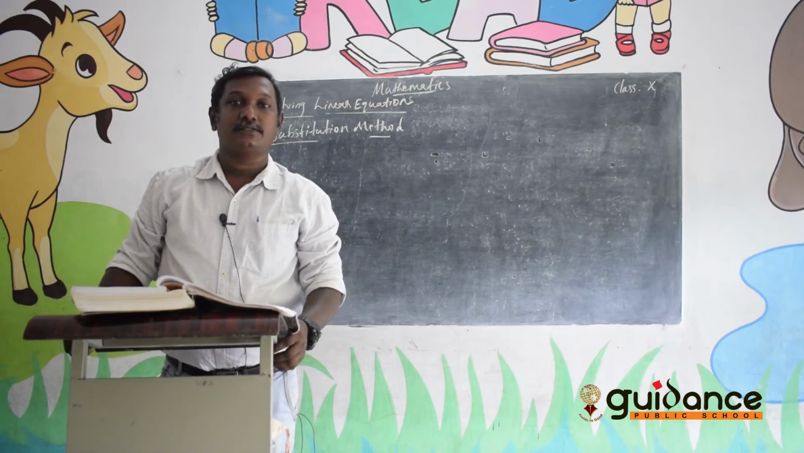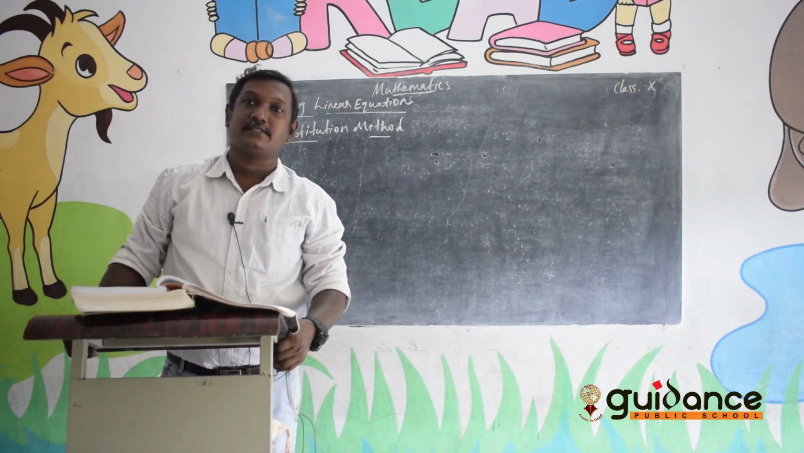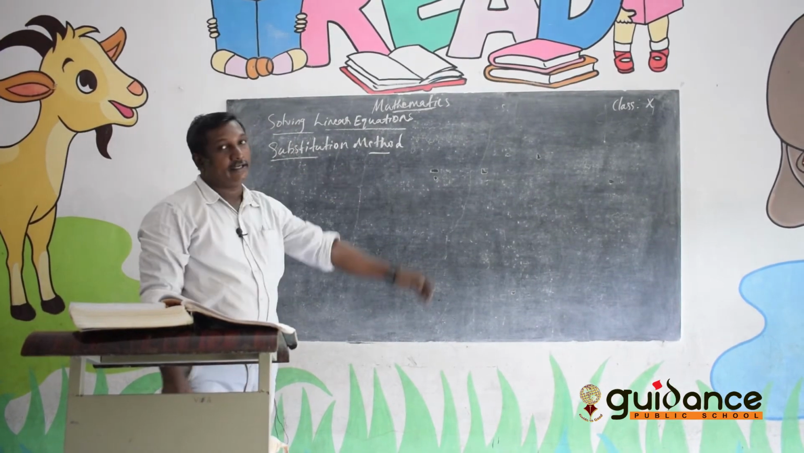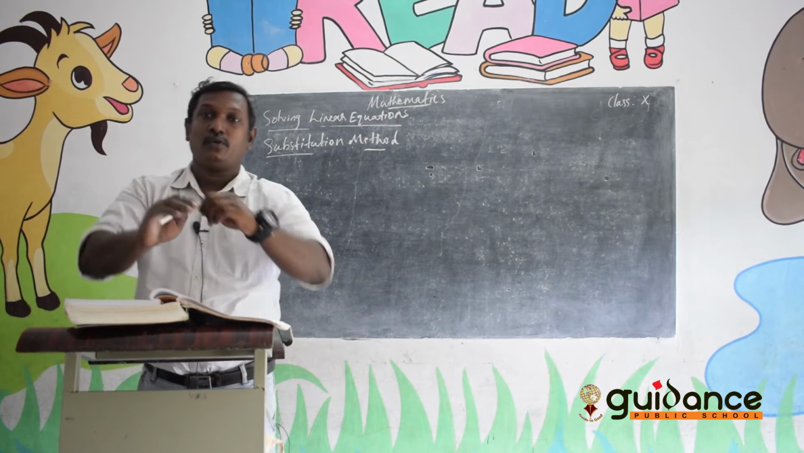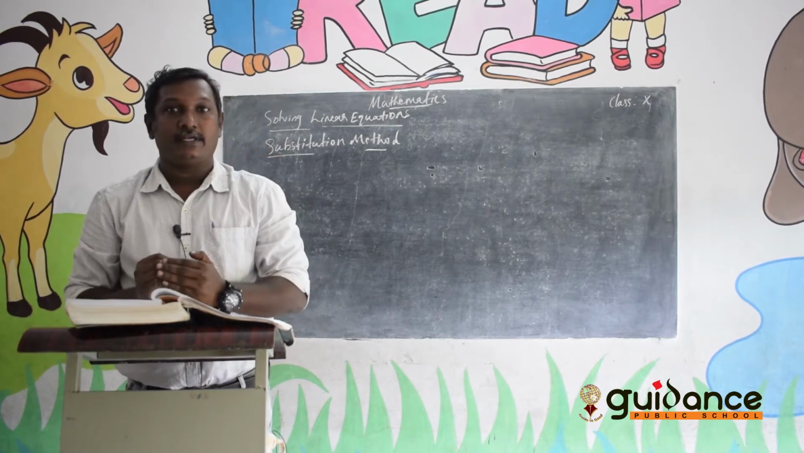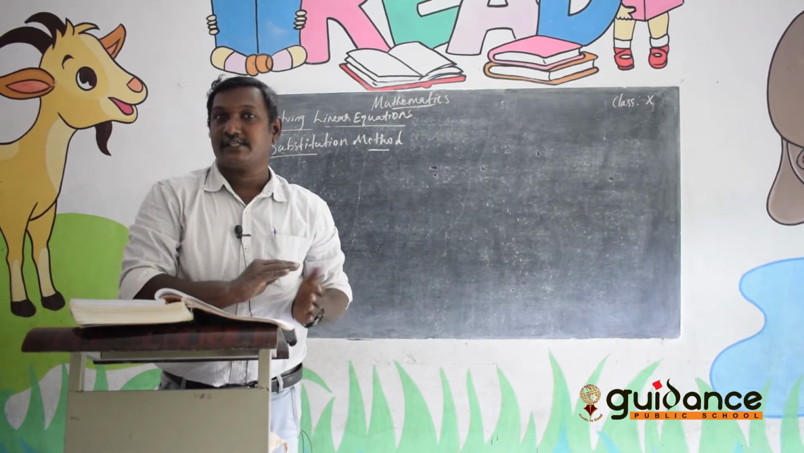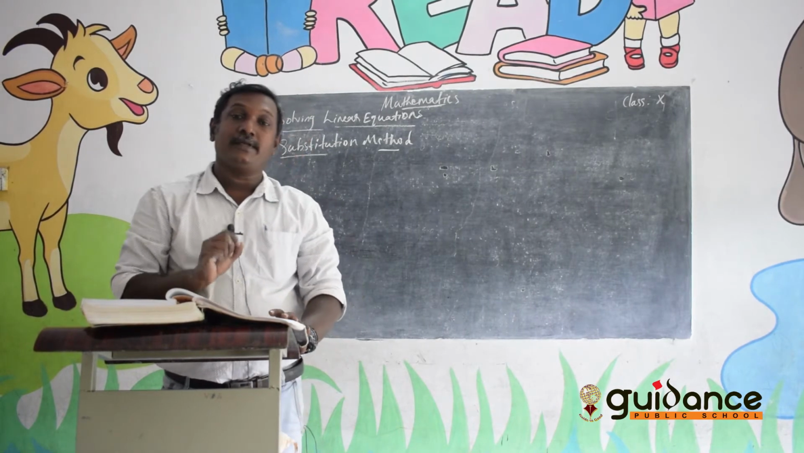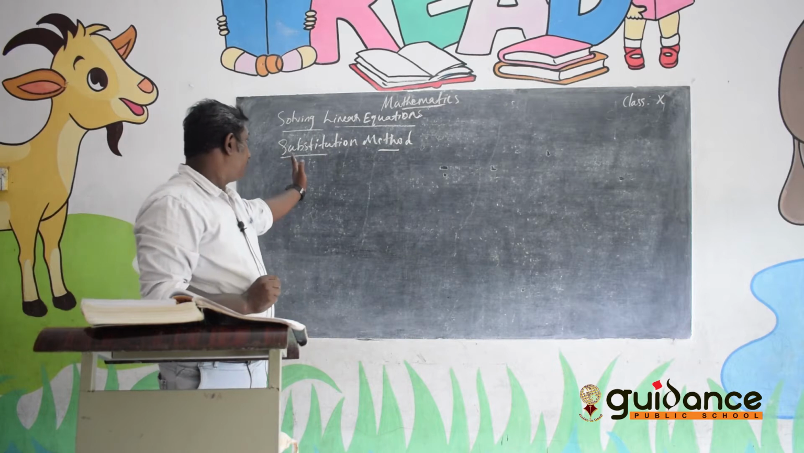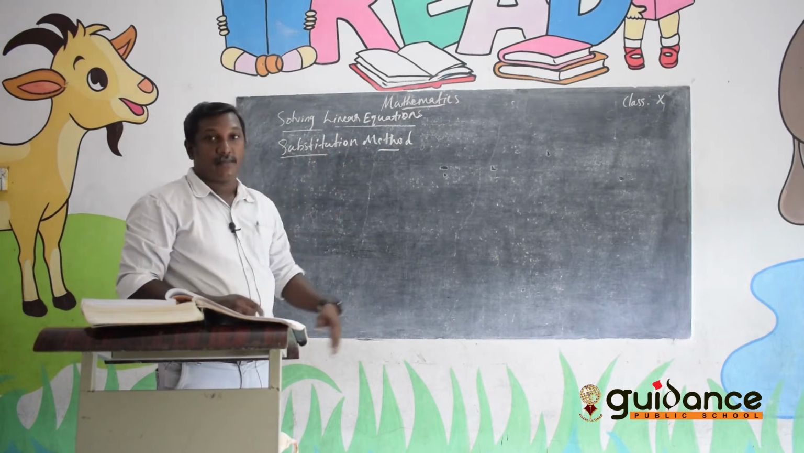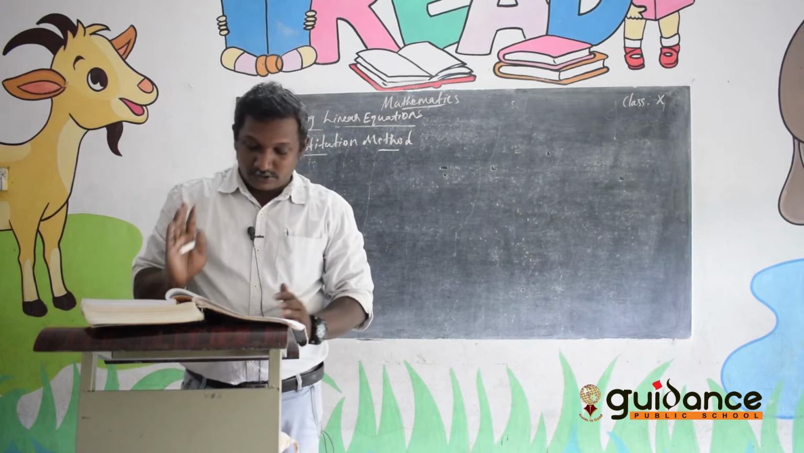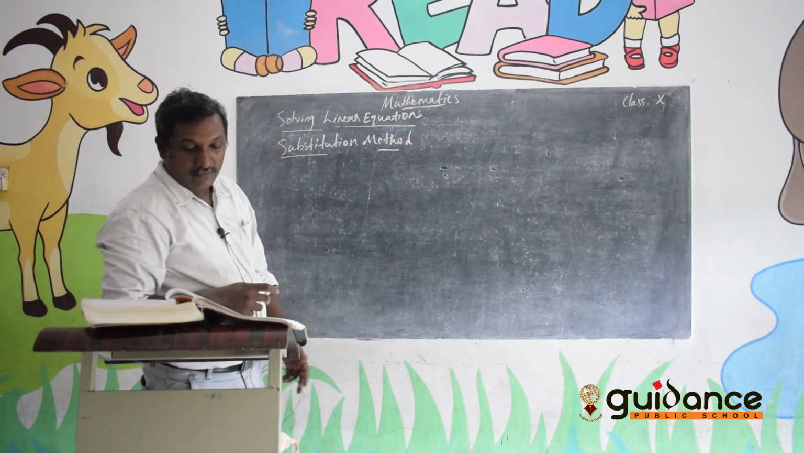Good afternoon, students. Today we will discuss the solution of linear equations. We have several methods for solving linear equations. First, the graphical method of solution. Here we discuss solving linear equations by the substitution method. In the substitution method, we have to substitute one variable in place of the other. Let us see how it is possible.